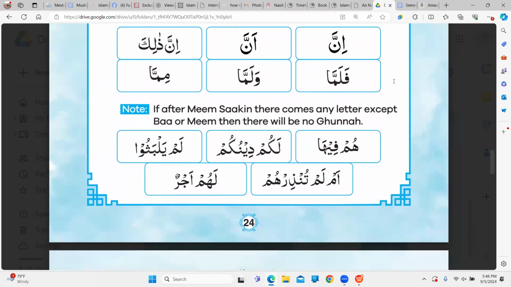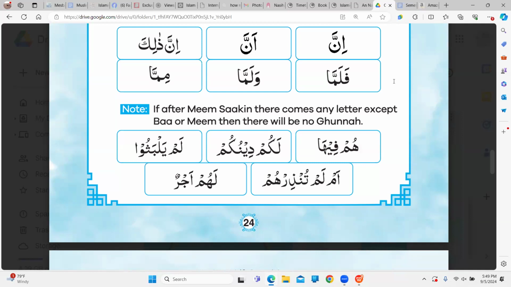Okay. And the last one is idhar shafawi, which is the most common. So we say, if after mim sakin, any other letter comes besides ba and mim. Except ba and mim. Because we've finished ba and mim, then you have to recite it clearly. No gunna. So either gunna or no gunna. So no gunna. So hum fiha. So ha dhamma hu, mim sakin hum.